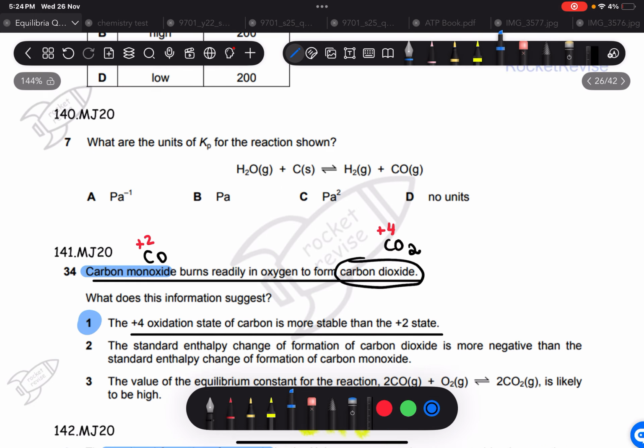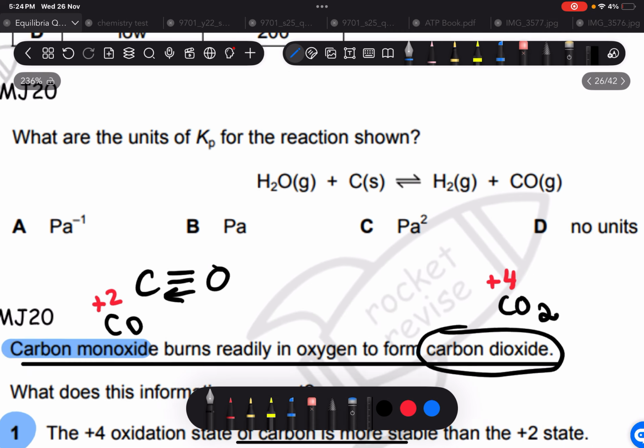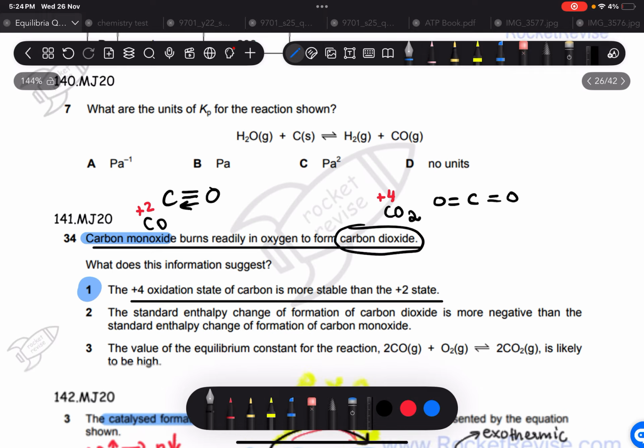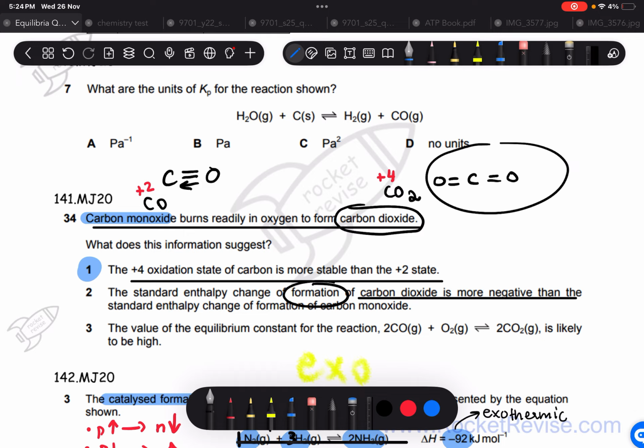The standard enthalpy change of formation of carbon dioxide is more negative than the standard enthalpy change of formation of carbon monoxide. Okay, so for carbon monoxide, you need to form a carbon-oxygen triple bond, out of which the last bond is a dative bond. And for carbon dioxide, you need to form two carbon-oxygen double bonds. So the enthalpy change of formation for carbon dioxide is more negative. Yes, you're forming more bonds, so it should technically be more negative.